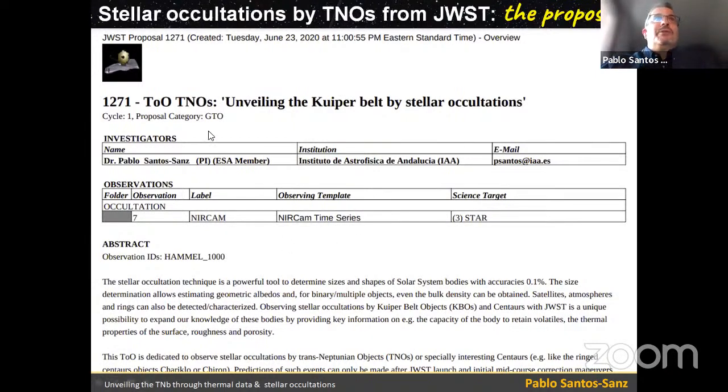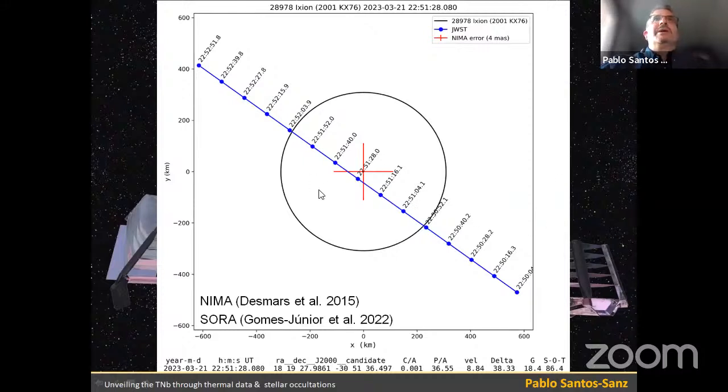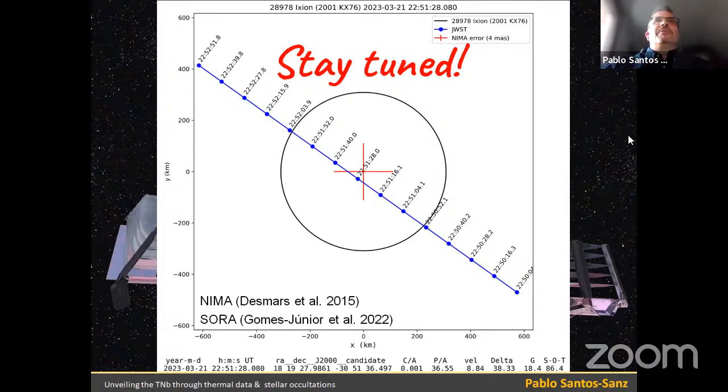Well, in spite of that, I applied for time and I obtained time within the Heidi Hamel GTO time to observe one of these stellar occultations from James Webb. This is one prediction, using ephemeris by NEMA, and also prediction using the Solar tools. And this is the prediction for next year, but stay tuned because probably in the next month or weeks there will be news about this project to observe stellar occultations from James Webb.